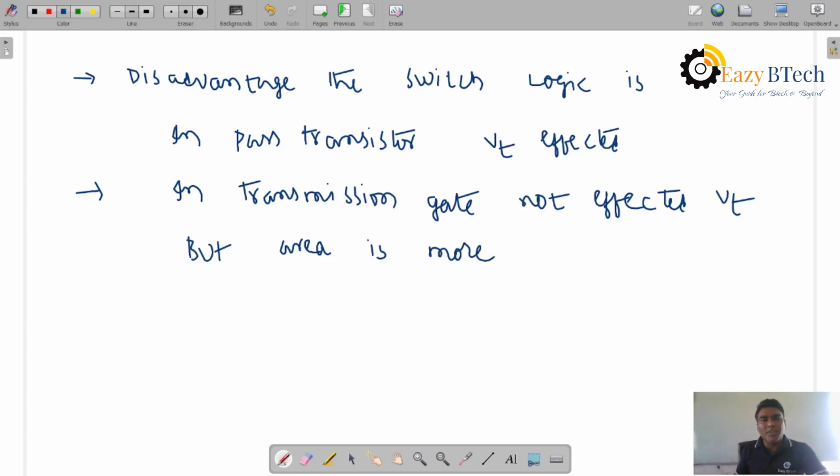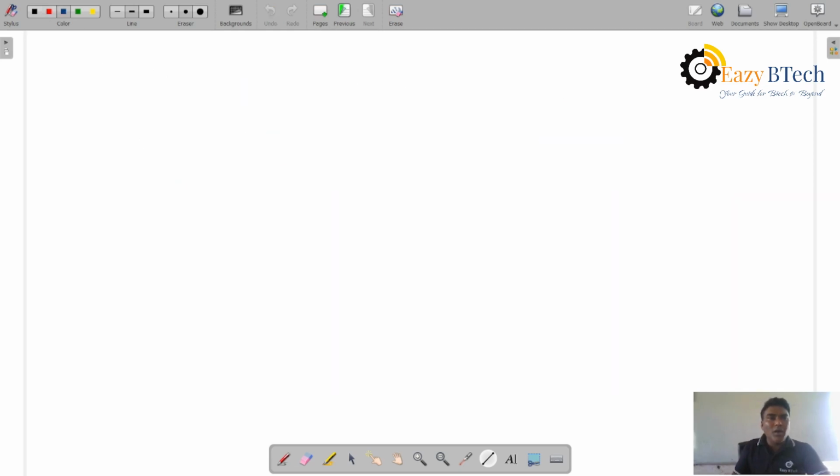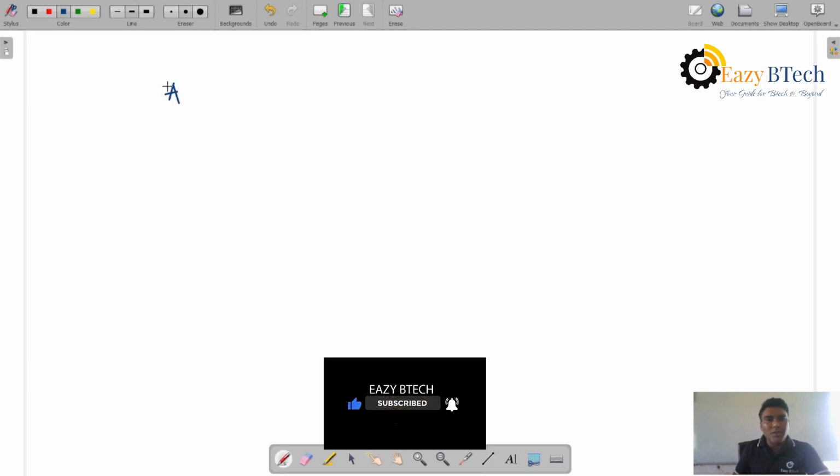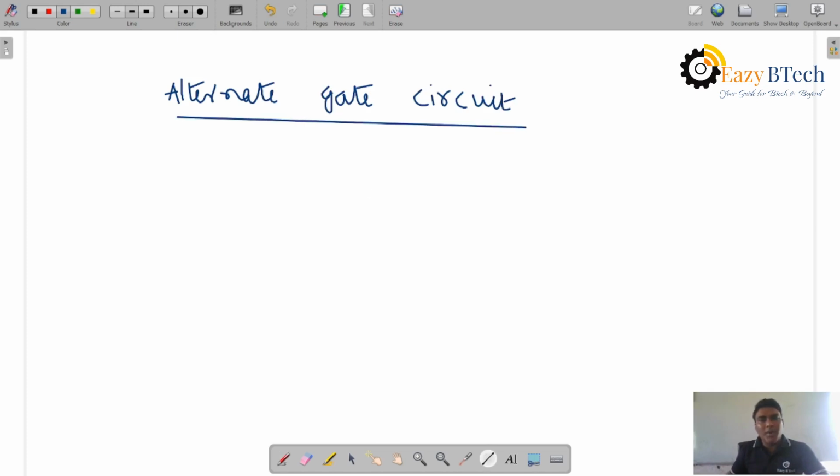So that's why we go for the alternative circuit. Due to the pass transistor, the threshold voltage is affected, right? The other option is using the transmission gate, where the signal passing Vin is equal to Vout without being affected by the threshold voltage, but it occupies more area. So it is not possible to pass the signal to the output without degraded logic, so to avoid degraded logic, we use alternative gate circuits. What are the alternative gate circuits? With switch logic, the pass transistors have the threshold voltage affected, and the transmission gate has more area.